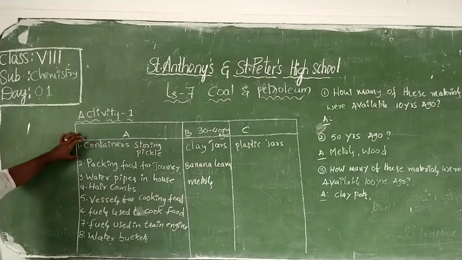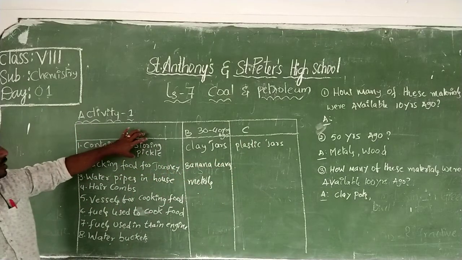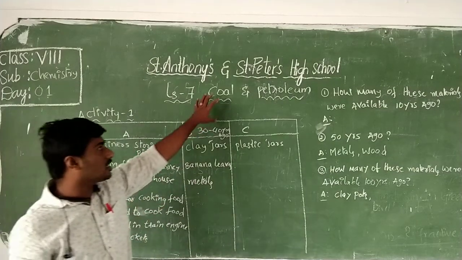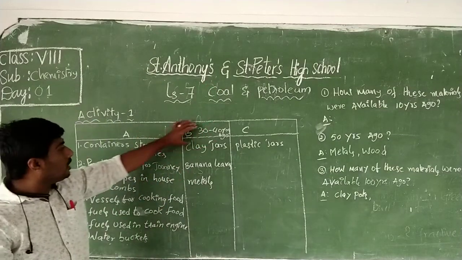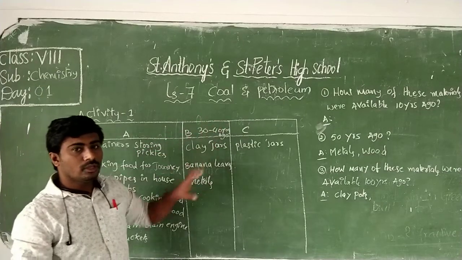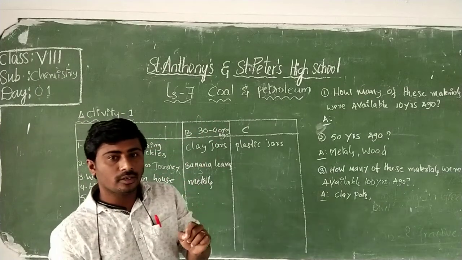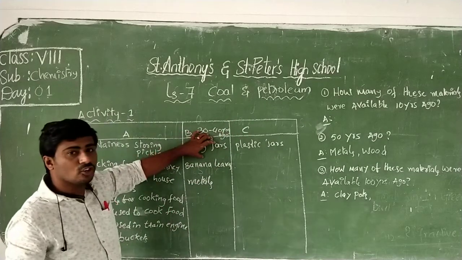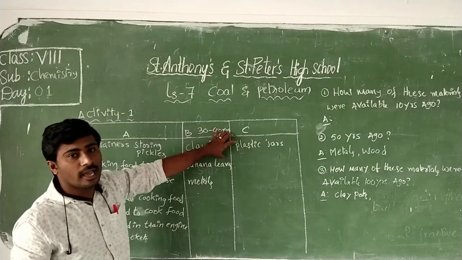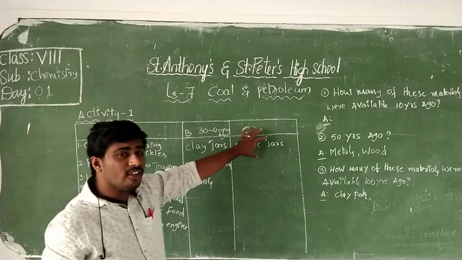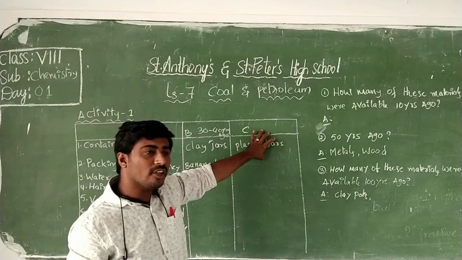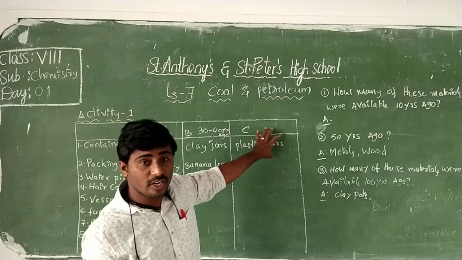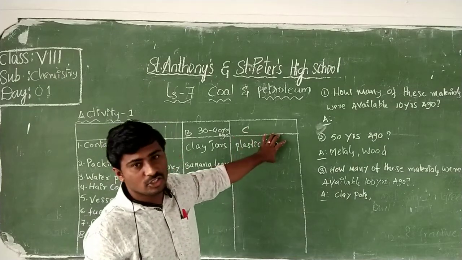Here see the first one, containers for storing pickles. We have already discussed this in the story. 30 to 40 years ago, the pickles were stored in clay jars or glass jars. So what are we using now? Nowadays we are using plastic jars to store the pickles.